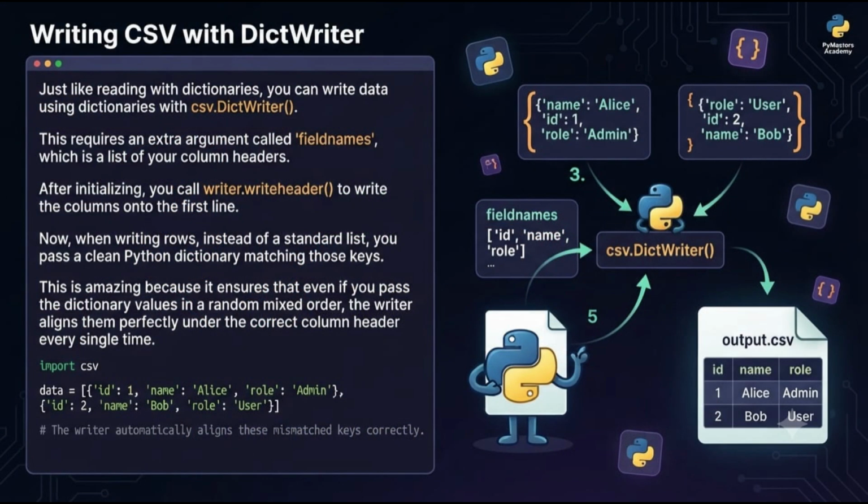Just like reading with dictionaries, you can write data using dictionaries with csv.DictWriter. This requires an extra argument called fieldnames, which is a list of your column headers. After initializing, you call writer.writeheader to write the columns onto the first line. Now, when writing rows, instead of a standard list, you pass a clean Python dictionary matching those keys. This is amazing, because it ensures that even if you pass the dictionary values in a random mixed order, the writer aligns them perfectly under the correct column header every single time.